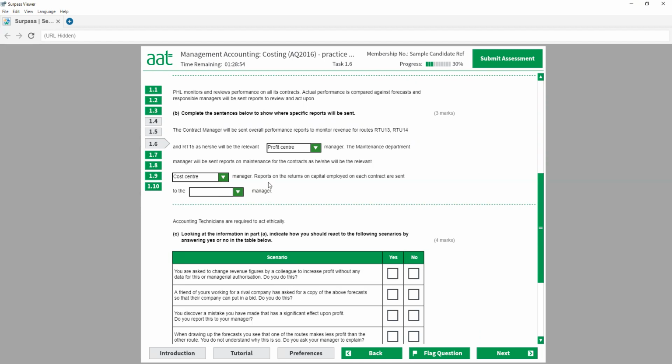And finally, the report on the return on capital employed. Return on capital employed means investment. So if I invest some money, how much will be the return? So this sort of information has to be sent to the investment center.